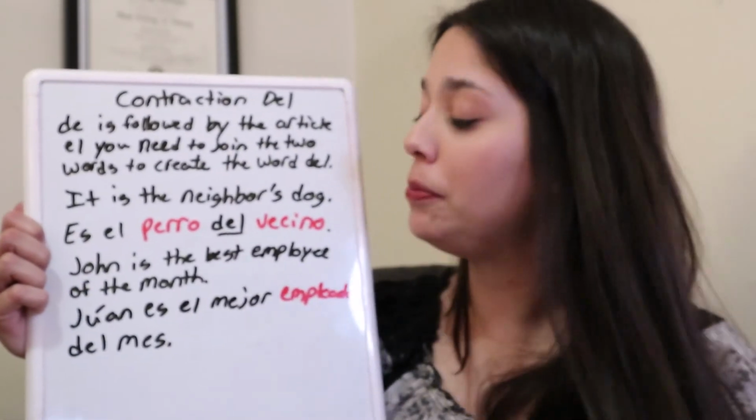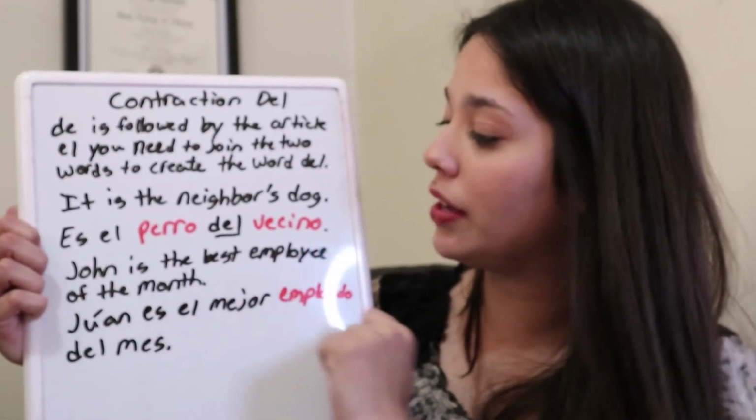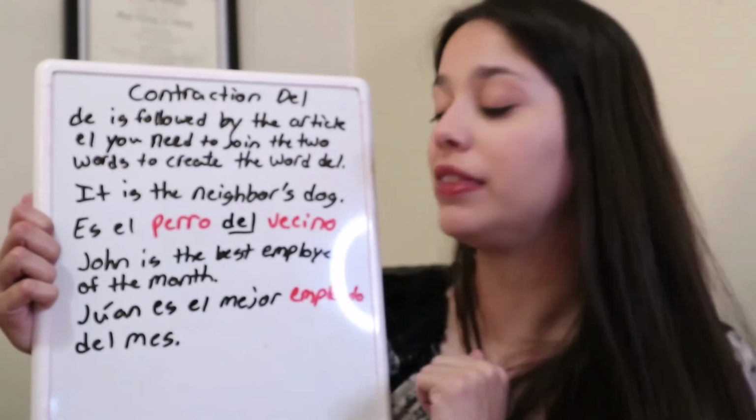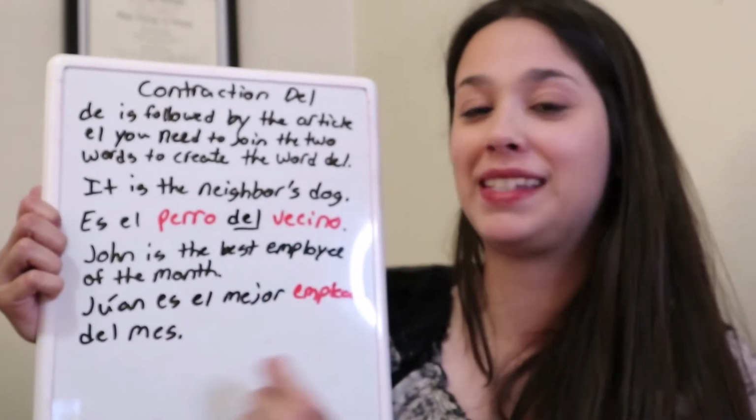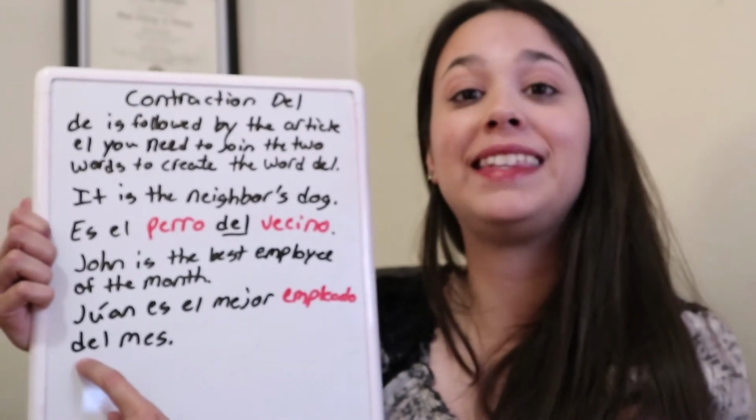The next example, John is the best employee of the month. In Spanish we would write this, Juan es el mejor empleado del mes. And we see it right here, del.